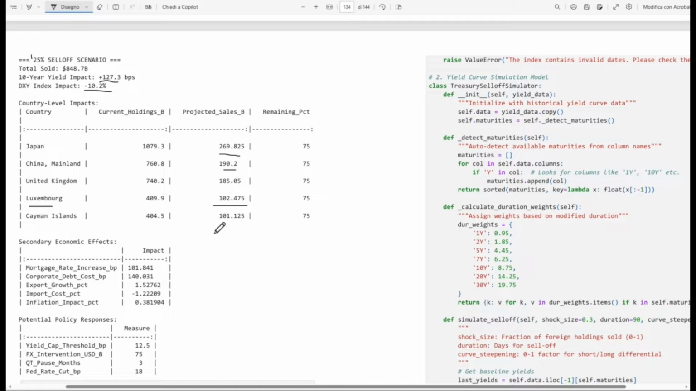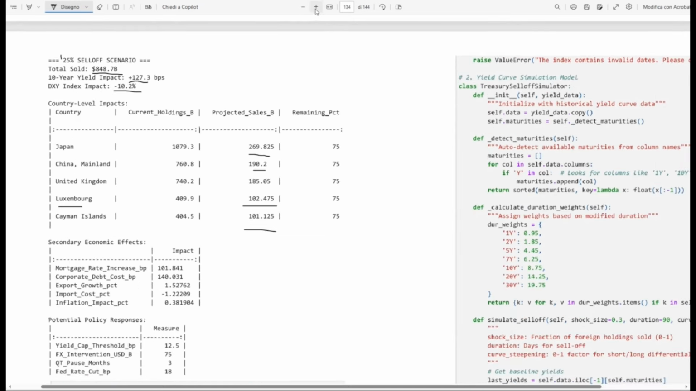So I mean, the scale of the magnitude of a theoretical scenario of a 25% sell-off for the whole outstanding amount of 3+ trillion of treasuries parked with foreigners in other countries which are creditors to the United States, the overall amount here is something around $848 billion. So these are very large amounts, because the United States has issued so much debt.